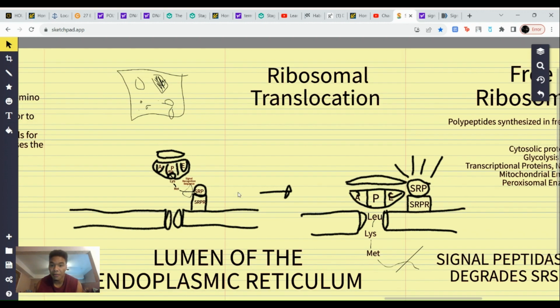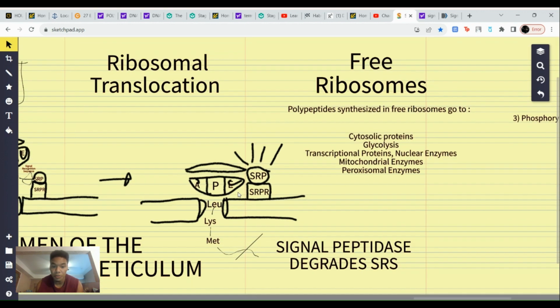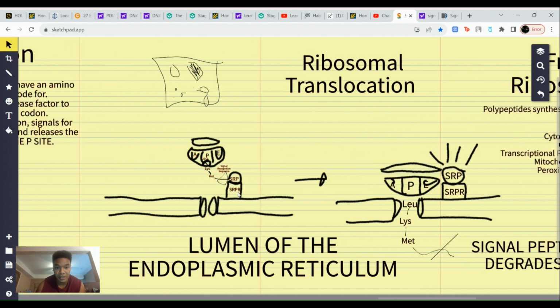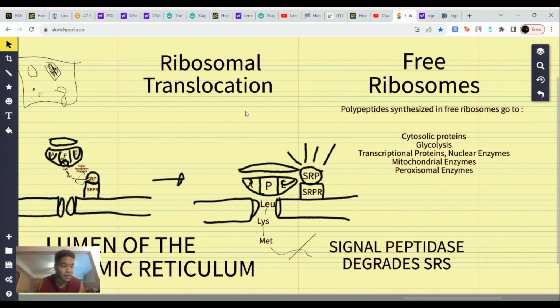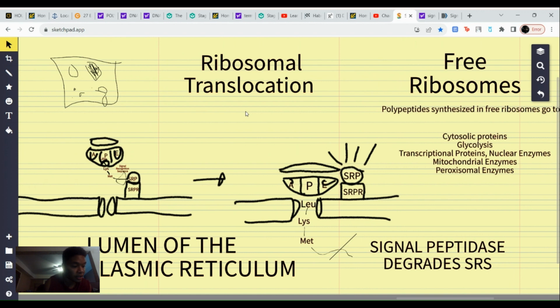So then we have free ribosomes, the ribosomes that are just outside of this nucleus and in the cytoplasm, just chilling. First, endoplasmic reticulum ribosomes synthesize proteins that are destined to be secreted out of the cell, or to become part of the phospholipid bilayer. So there are proteins in there, like channels and stuff.